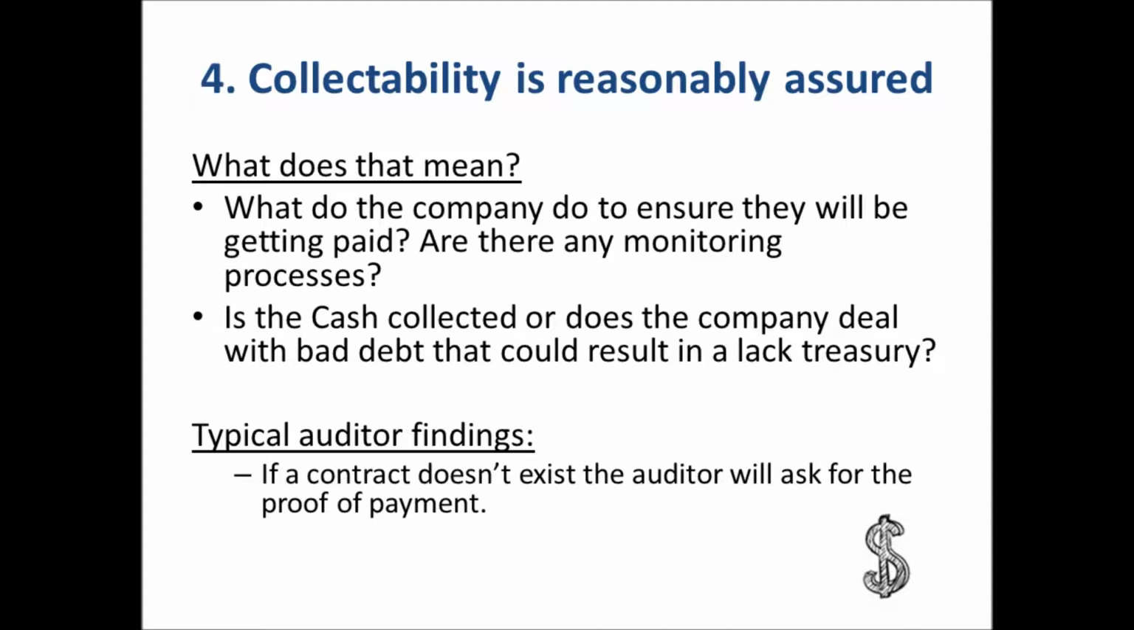What are the typical findings? As I mentioned earlier, in case a contract or agreement doesn't exist, the auditor will want to go to the payment to ensure the cash was properly collected. This will guarantee that the revenue was properly recognized. Therefore, ensure you have the proof of payment ready to go if you identify any of these cases. If all your contracts and agreements are signed, you might not need to show proof of payments related to certain clients. However, the auditor will review your collectability anyway through bad debt.